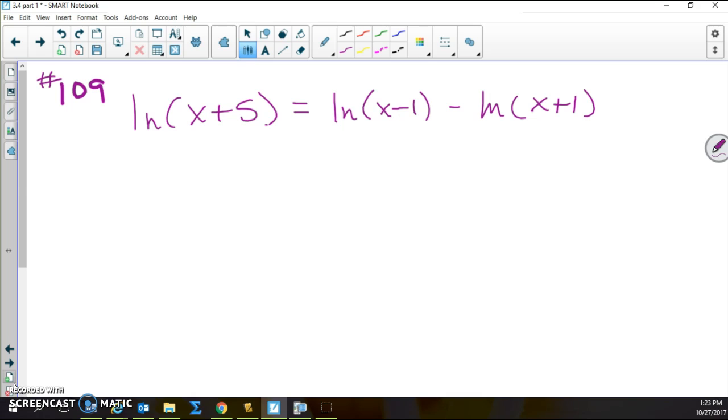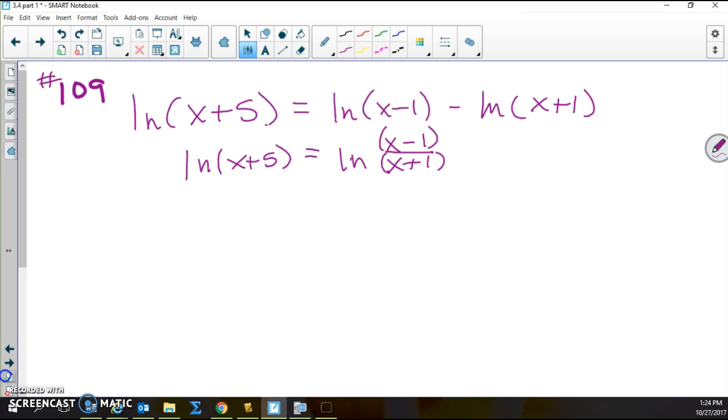So here you can see we have problem 109 written out. On the right hand side we can use some of our properties of condensing logs. We understand that subtraction inside logs simply is division, so we're going to take the first term, x minus 1, divided by x plus 1. And on the left hand side we have the log of x plus 5.